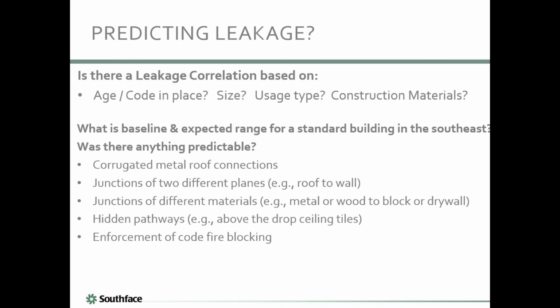Do these tell us anything? Can you just say, oh, that's a CMU building with a metal roof, it's going to be relatively tight, it's going to be half an ELR or something? We kind of hoped that maybe there was some sort of a great correlation, that you could just look at a building. Was that the case, Burr?